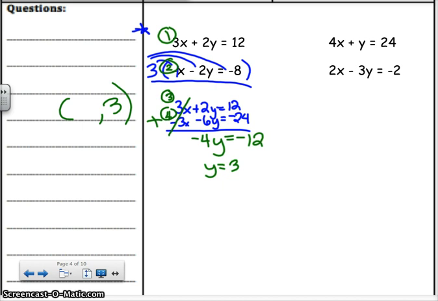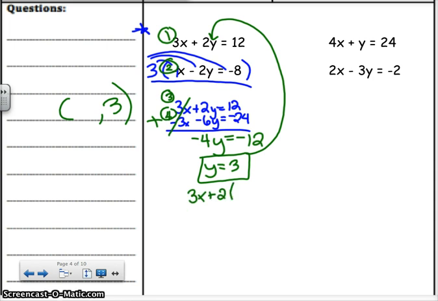You can put your y in any one of those equations. I usually do the one that has no negatives. So this is going to go right there. And again, I picked that because it doesn't have negatives. So 3x plus 2 times y is 3, equals 12.